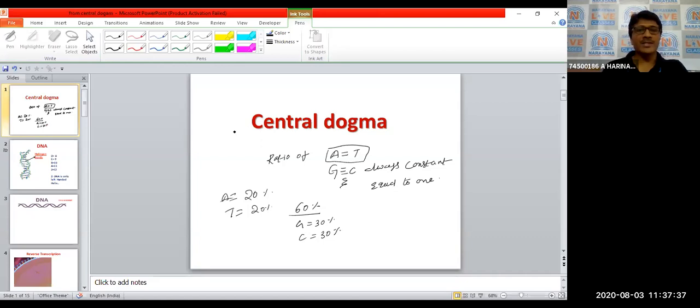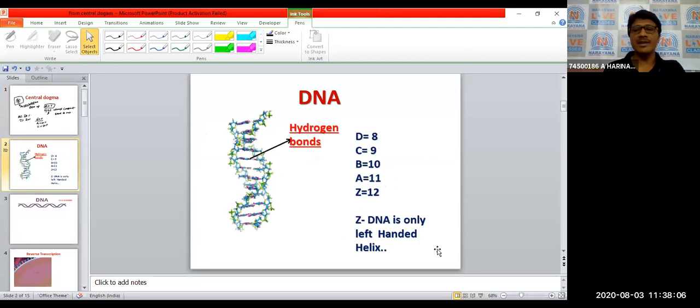Next, who found the presence of an acidic substance inside the nucleus, which he called nuclein? Friedrich Miescher found the presence of this acidic substance inside the nucleus. We already discussed that, so I am skipping it here.